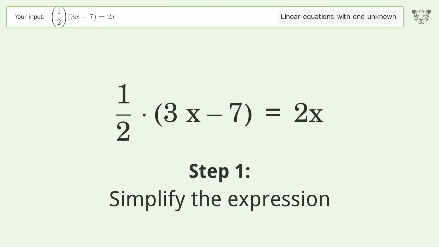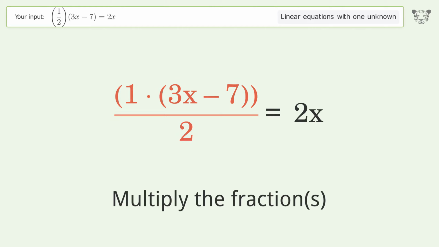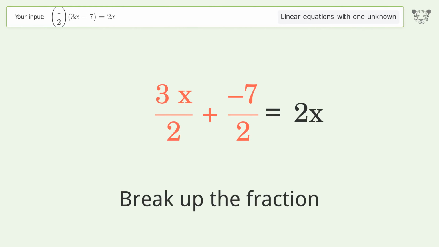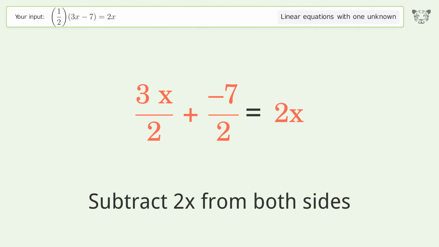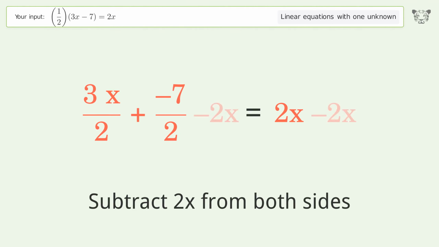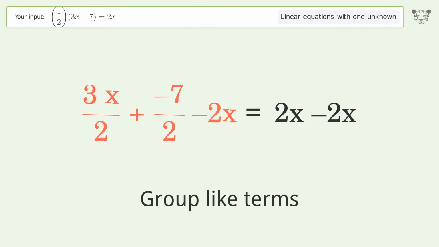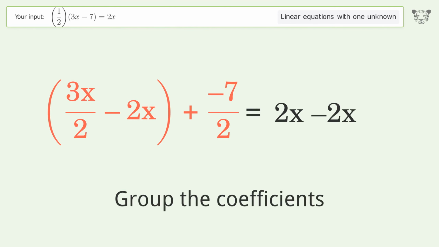Simplify the expression. Multiply the fractions. Break up the fraction. Group all x terms on the left side of the equation. Subtract 2x from both sides. Group like terms. Group the coefficients.